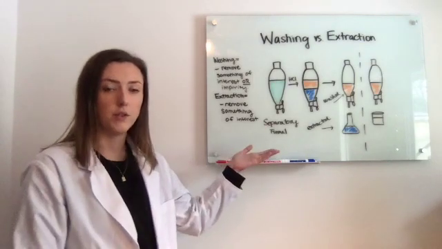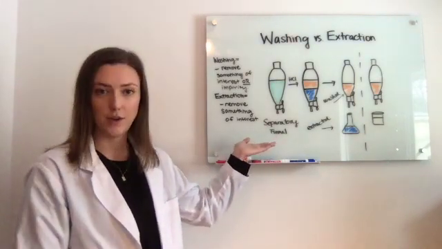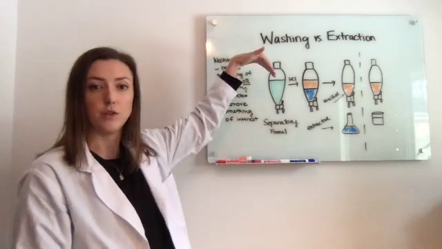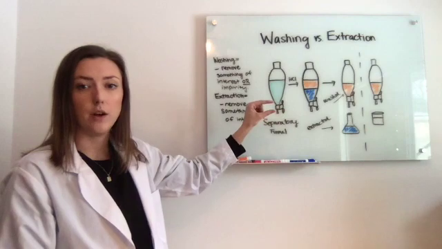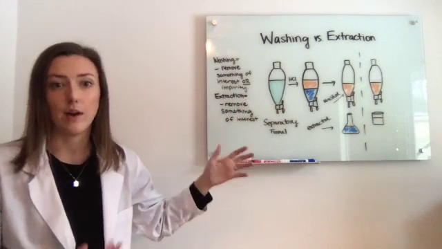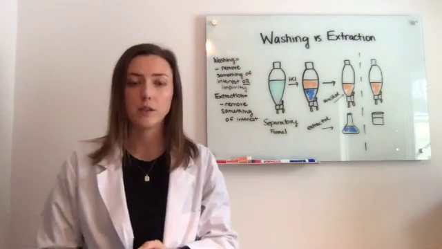both of which use a separatory funnel, which is a piece of lab equipment that I've attempted to draw for you here. The purpose of it is just so that you can pour liquid in through the top, and then using this little knob here, you can turn it and allow for small amounts of liquid to come out, so you have control over separating the two liquids.